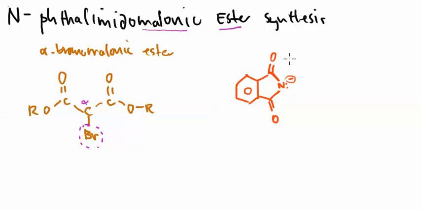Now, most of the time this will come to us in the form of a salt, so it's not uncommon to see sodium out in front to balance that negative charge, or potassium out in front to balance the negative charge. That is what we would call the salt, and we would take the phthalimide salt and we would kind of incorporate it into the reaction. Okay, so we're going to take these two things and they're going to react.